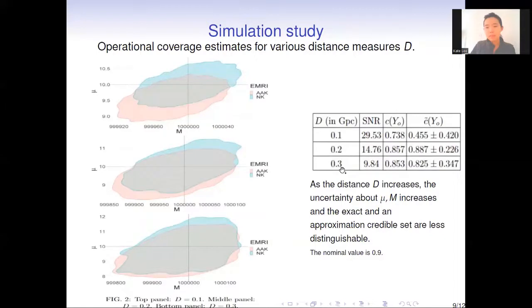As d increases, from this diagram we've seen there is more overlap between the exact and approximate credible sets, hence the operational coverage probability increases towards 0.9, which is the nominal value. But on the other hand, as d increases, the uncertainty on the primary and secondary mass estimation also increases. The last column is an operational coverage estimation without using exact posterior calculation, which we will not talk about in this talk.